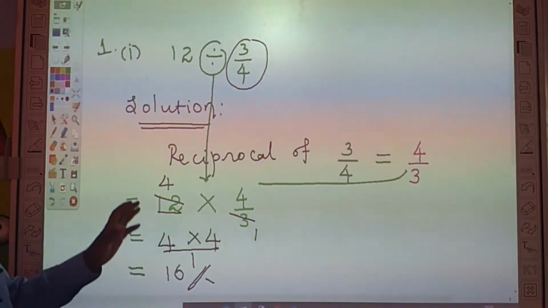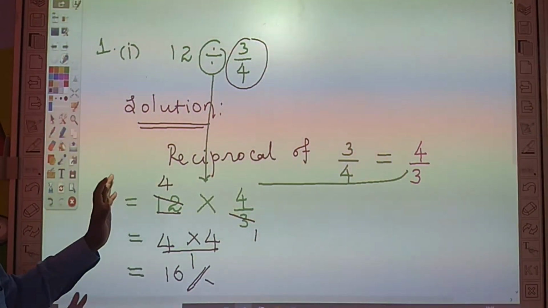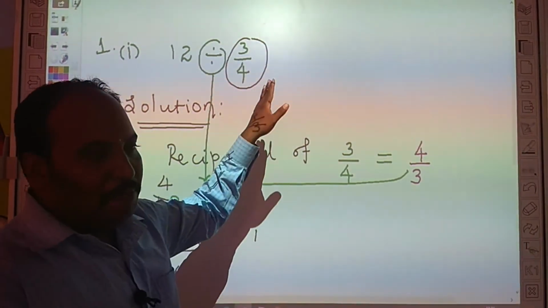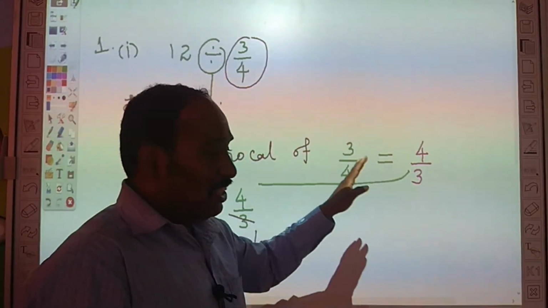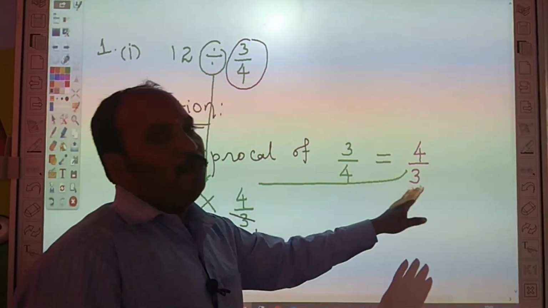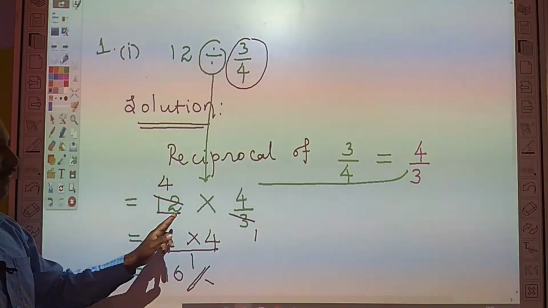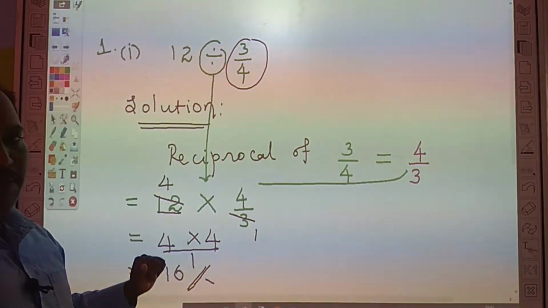Listen here. First the given sum 12 divided by 3 by 4. Our solution part is, first we take the reciprocal of the second number. The second number is 3 by 4. Reciprocal of 3 by 4 is equal to 4 by 3. The next, the given number is 12. Division, convert to the multiplication.